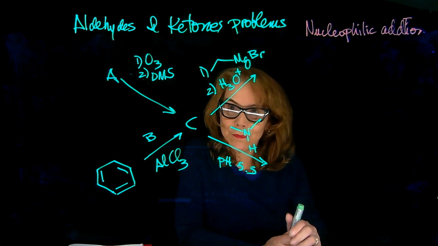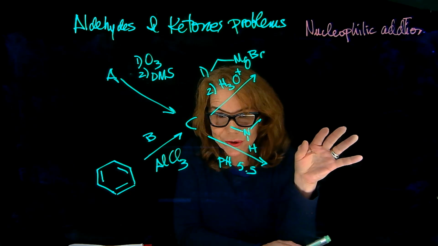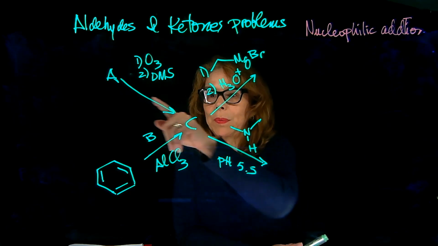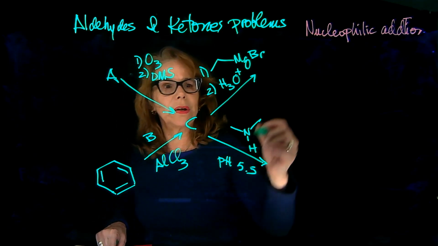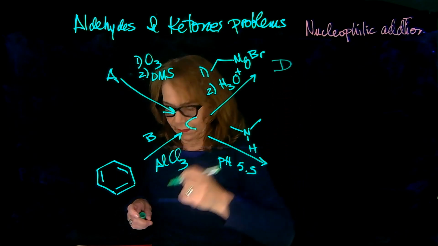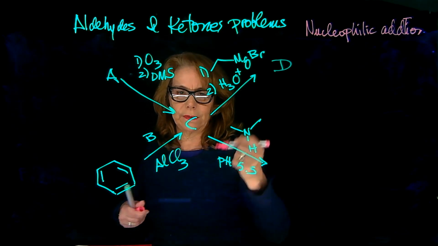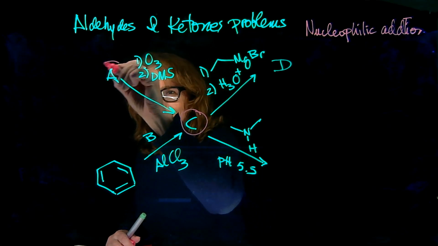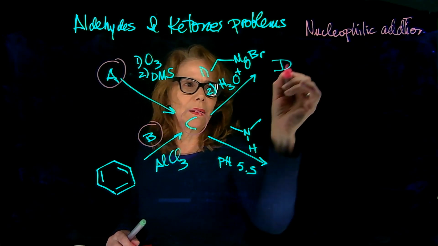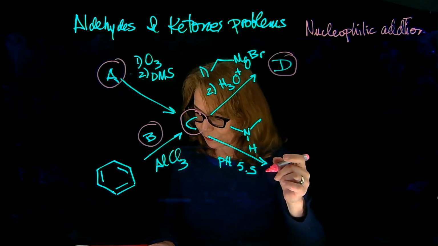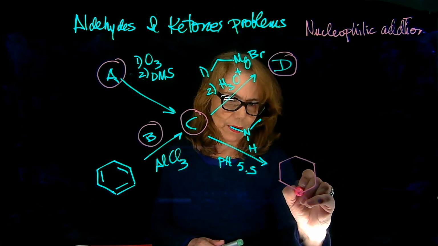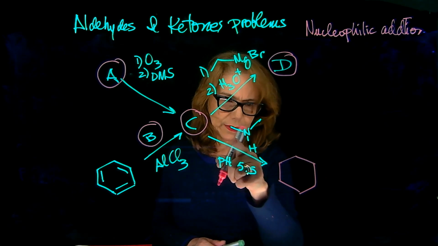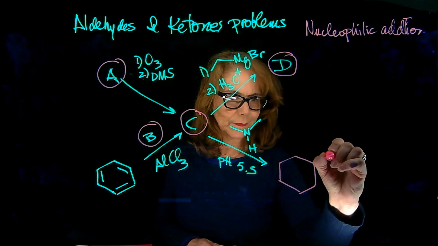In this problem, we are given some information and we need to figure out what are compounds A, B, C, and D. Oh, I didn't put a D here, so this is D. I need to find this out. What's C, what's A, what's B, what's D? The information that I'm giving is the structure of the compound here, the result of C reacting with dimethylamine.